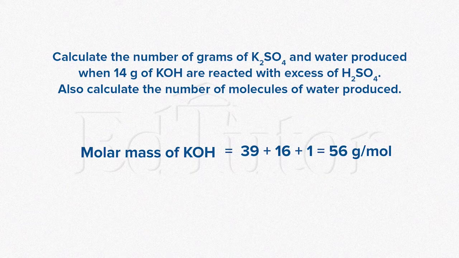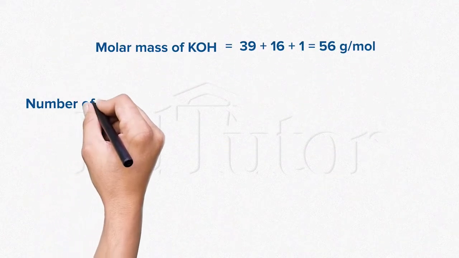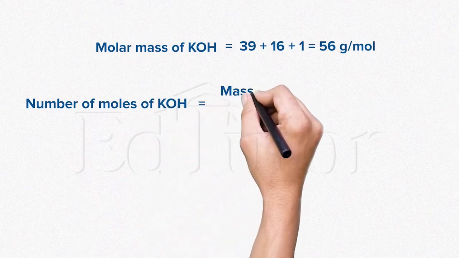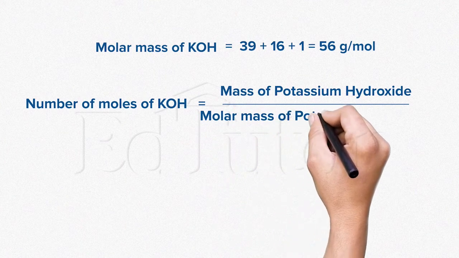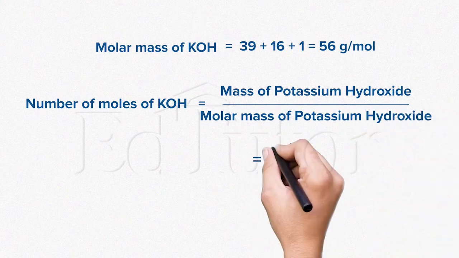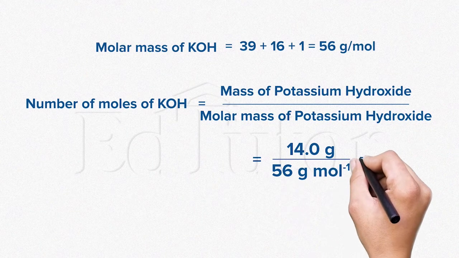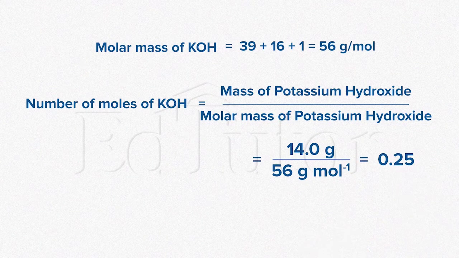Using these two values, we can easily calculate the number of moles of potassium hydroxide. It would be mass of potassium hydroxide divided by molar mass of potassium hydroxide. That would be 14 divided by 56, and we get, yes, that is right, 0.25 moles. Once we have the number of moles of potassium hydroxide, let's have a look at the balanced equation for the reaction taking place between potassium hydroxide and sulfuric acid.